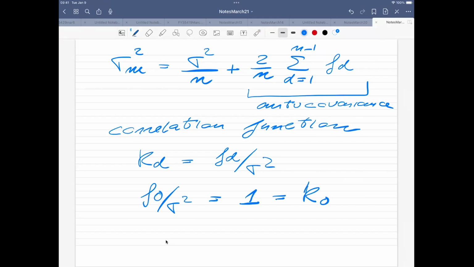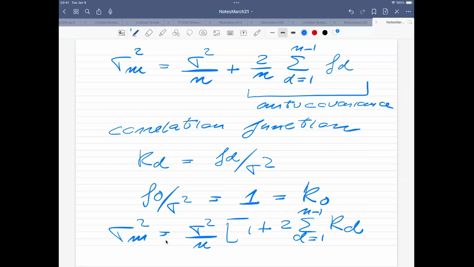So I can then rewrite my sigma m squared in terms of this correlation function. So I have a sigma squared divided by n, and then I have 1 plus 2, and then I have a sum from d equal 1 up to n minus 1, and then I have this function k of d. And this term is normally called the error or contribution from correlations. So this would be the second term which you see. This one is called the correlation contribution.